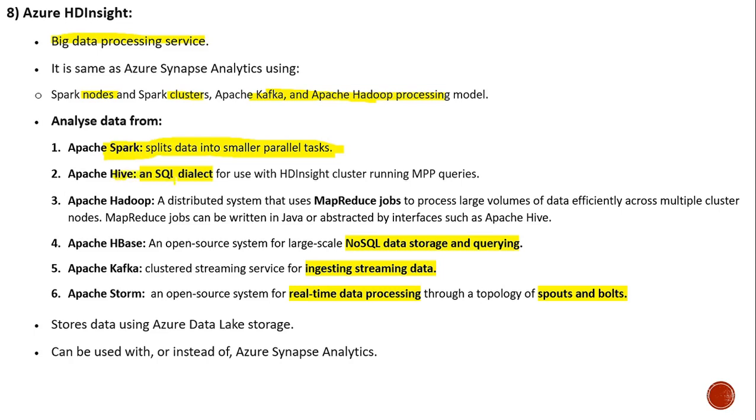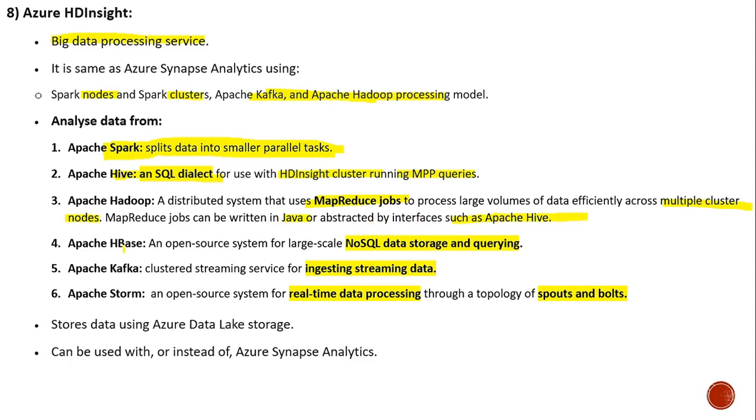Now we have Hive. Hive is a SQL dialect to use with an HDInsight cluster running massively parallel processing queries. And then Hadoop. So Hadoop is nothing but a distributed system which uses MapReduce jobs to process large volumes of data efficiently across multiple clusters. So there will be multiple clusters known as nodes, and MapReduce jobs. So these jobs can be used to process a huge amount of data. These jobs can be written in Java and in Python as well, or abstracted by interfaces such as Apache Hive.